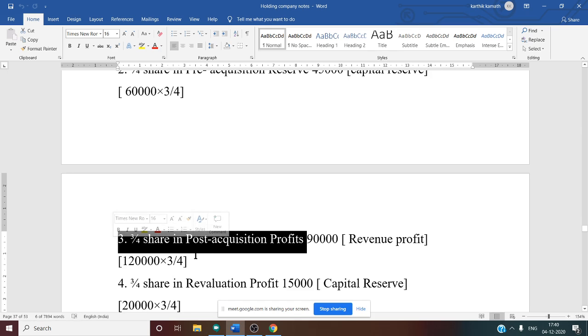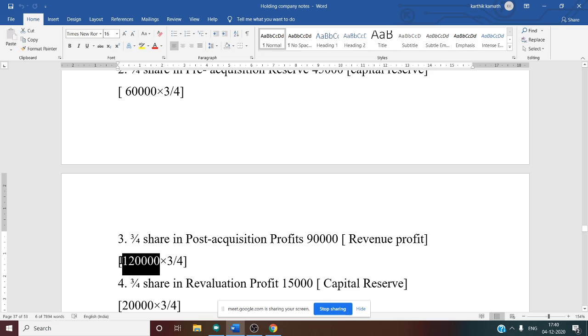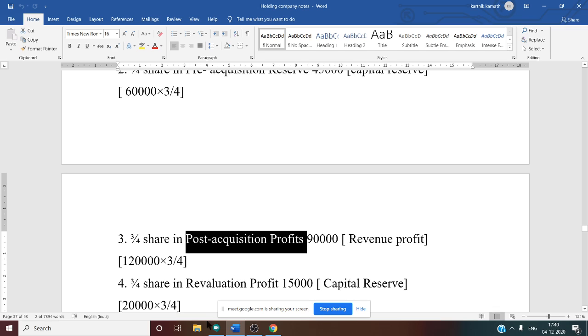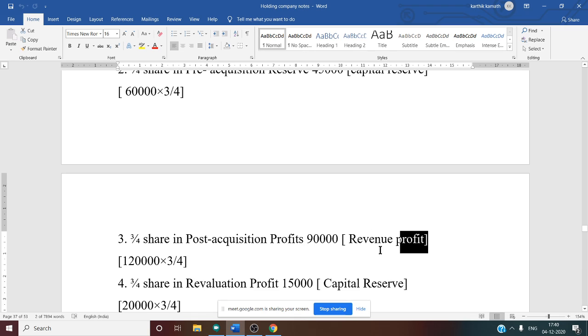Now the third point, 3 by 4 share in post-acquisition profit. Post-acquisition profit is nothing but total profit, the entire amount is post-acquisition. 1,20,000 into 3 by 4, if you do, you will get 90,000. This is after the acquisition. So we know the duration here. Duration is within 1 year, that is nothing but one financial year. Usually it is less than 1 year or 1 year. That is why it is a revenue profit. So whenever it is a revenue profit, this information you have to show in the consolidated balance sheet under the profit and loss account.